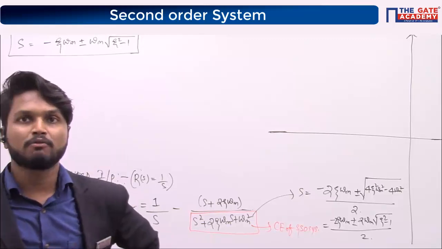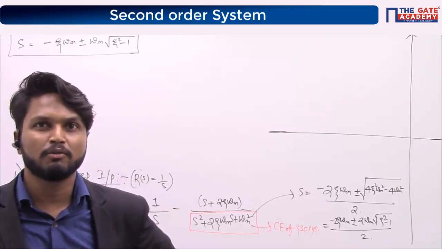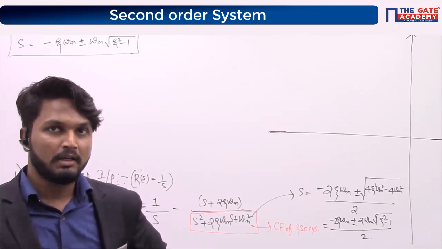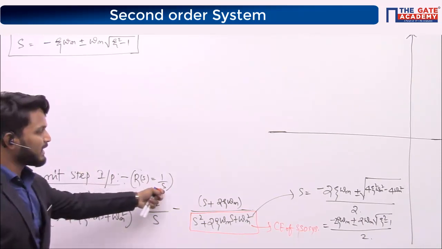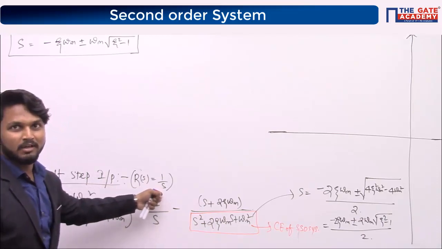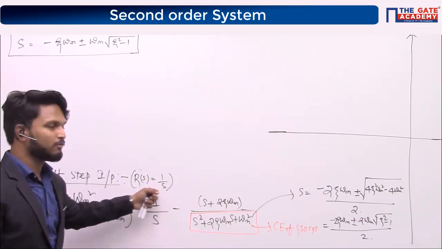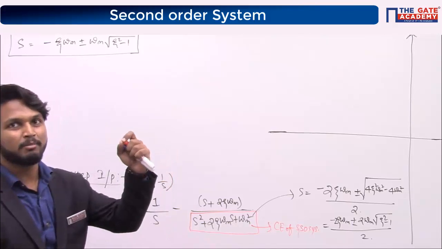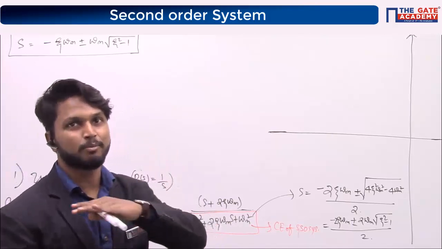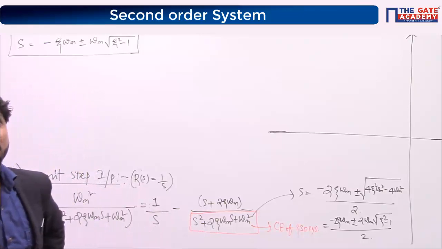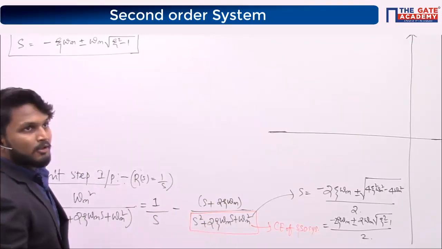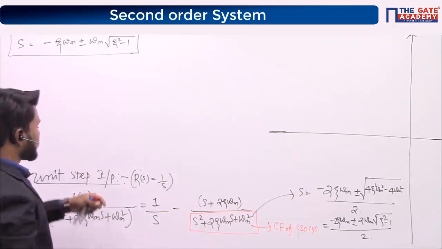Why we don't consider 1 by s part in the characteristic equation? Chetkar Kumar, 1 by s is because of input. 1 by s is because of input. The characteristic equation of your system is given by your system's transfer function itself, purely from its transfer function, not from any other thing. Is it clear, Chetkar? Right? So these are the roots.